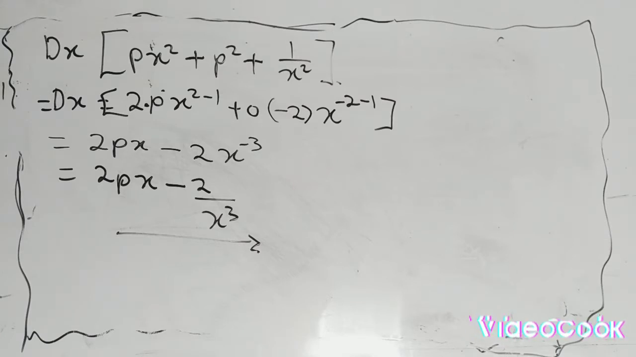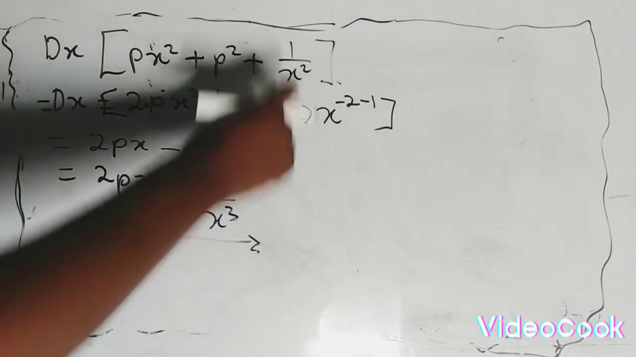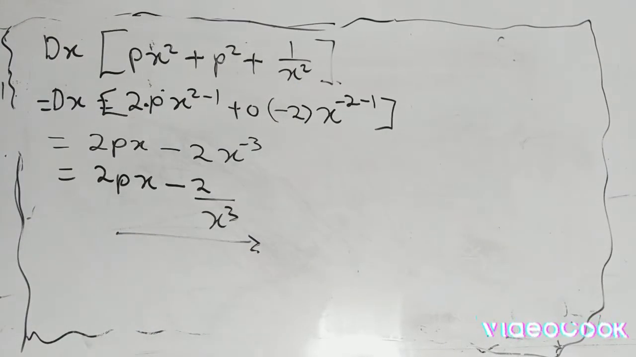So we need to take note of our signs. We need to know that at the denominator the sign is positive. When you bring it to the top, the sign will be negative, right?